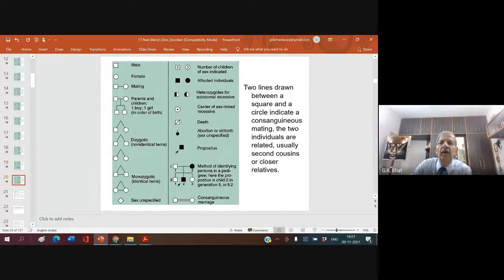Okay. Two lines drawn between a square and a circle indicate consanguineous mating. Marriage, very important. Consanguineous marriage, that is, marriage between two close blood relatives. Marriage between a girl and her maternal uncle. Marriage between a boy and his own sister's daughter.